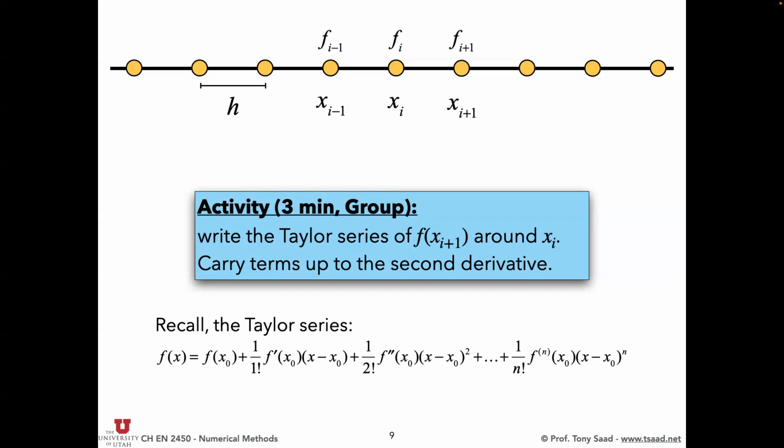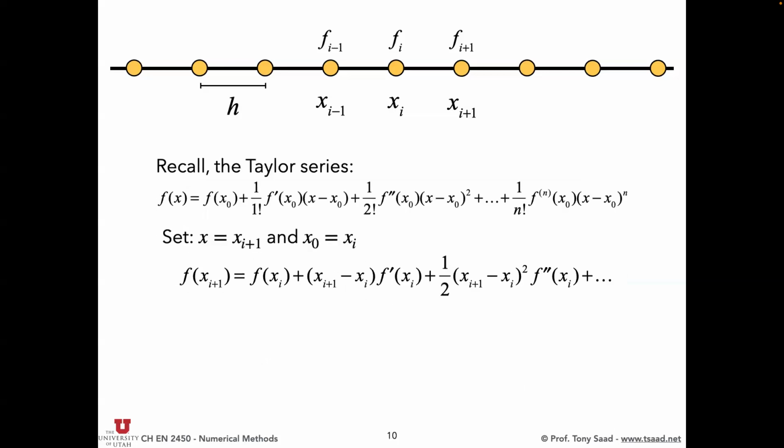Okay, so what if you substitute x with xi plus one and substitute x zero with xi? So you get f of xi plus one equals f of xi, plus one over one factorial, f prime at xi, and here you have xi plus one minus xi, plus one over two factorial, f double prime at xi, times xi plus one minus xi squared, and so on. Just a simple symbolic substitution. That's what I did. I set x equal to xi plus one and x0 equal to xi.